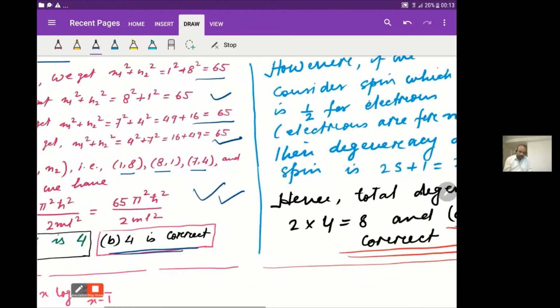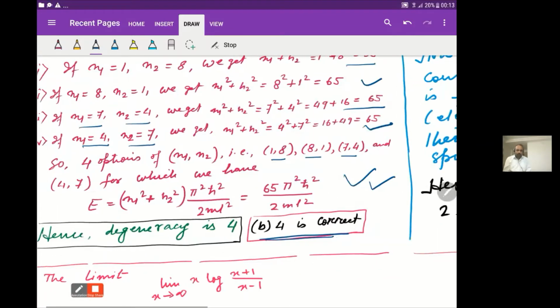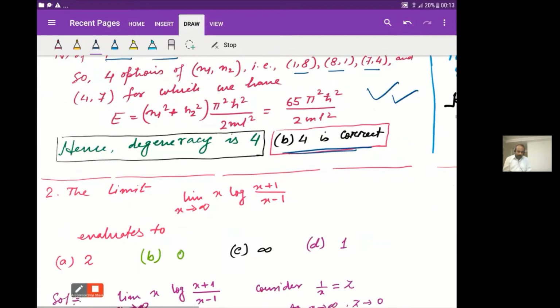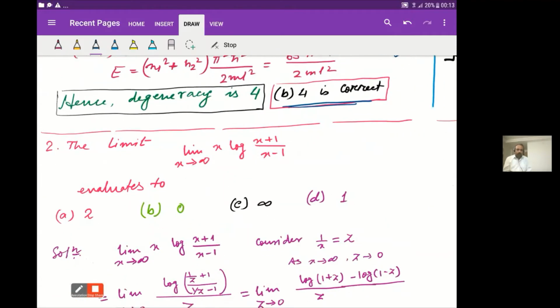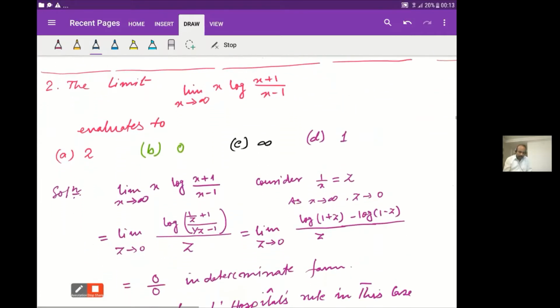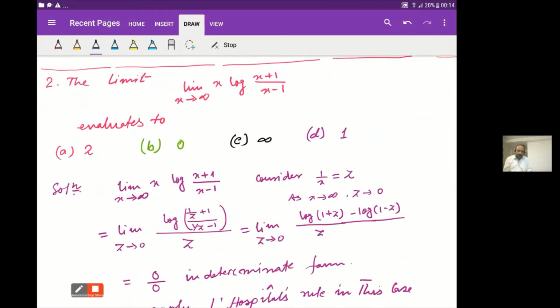Then move to problem number 2. The limit x tends to infinity, x log of x plus 1 by x minus 1 evaluates to 4 options: a equal to 2, b equal to 0, c equal to infinity, and d equal to 1.